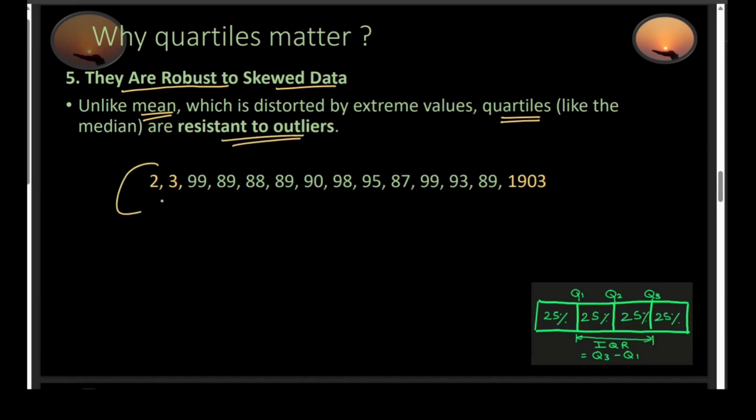So in this data right here, you can see 2 and 3 and 1903. These values are kind of extreme values, right? Most of your values are 99, 89, 88. So you can see most of your values are in the range of 80 to 90. But because of the presence of these two values, your mean is going to change, but your quartile is not going to change. Your quartile values will remain the same.